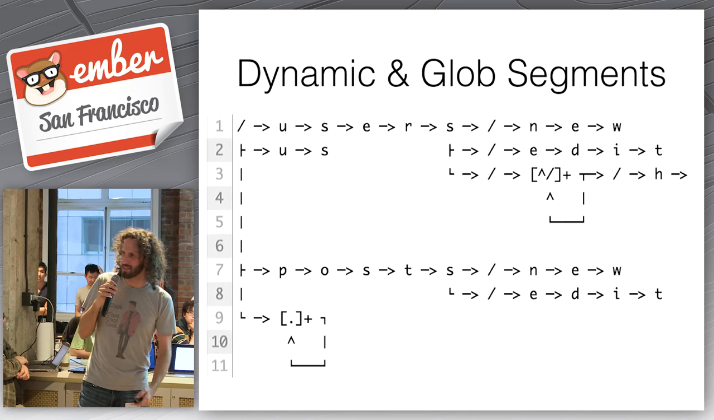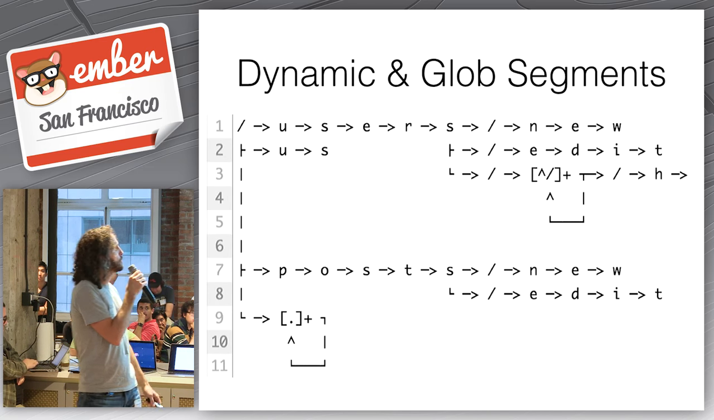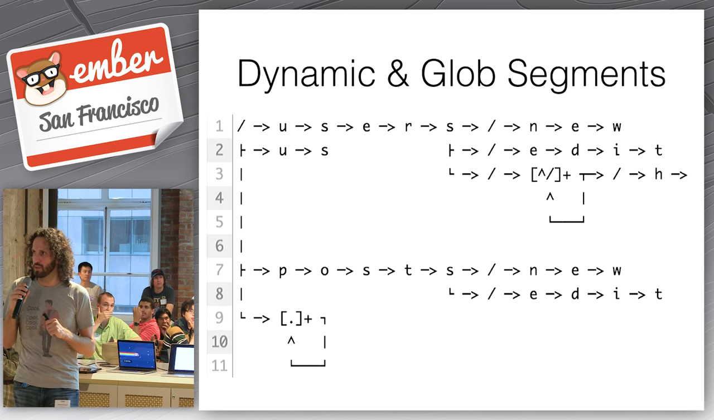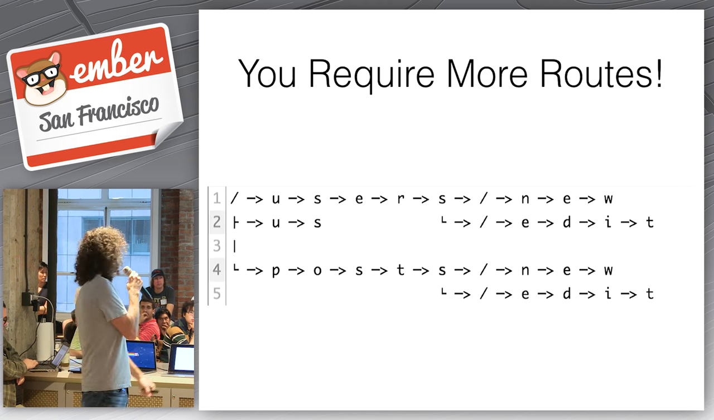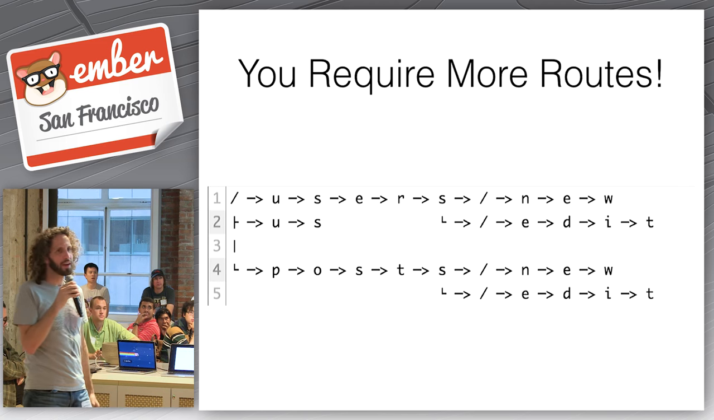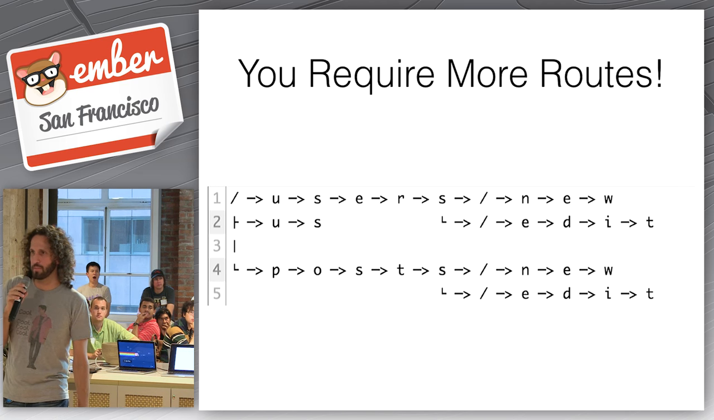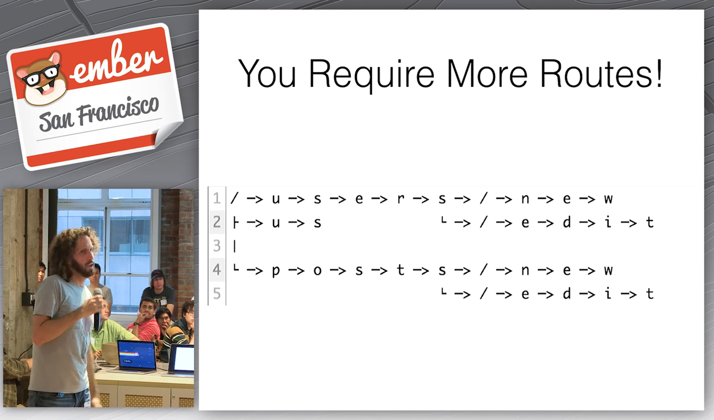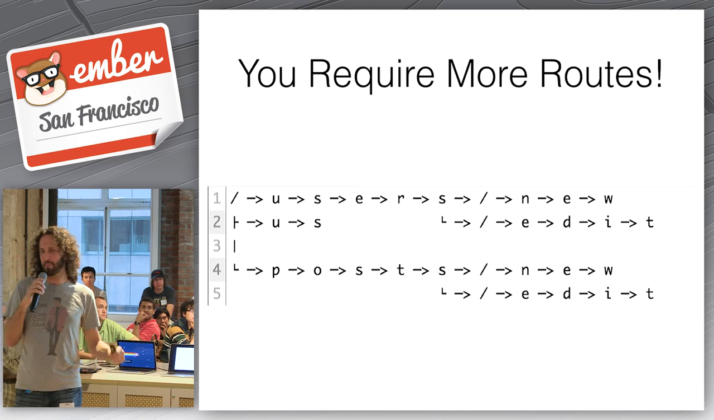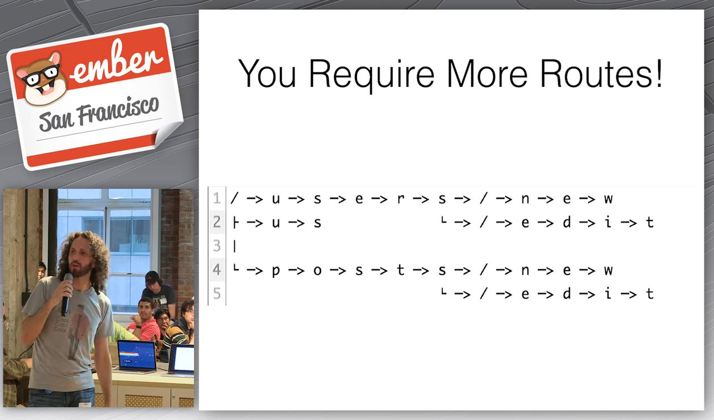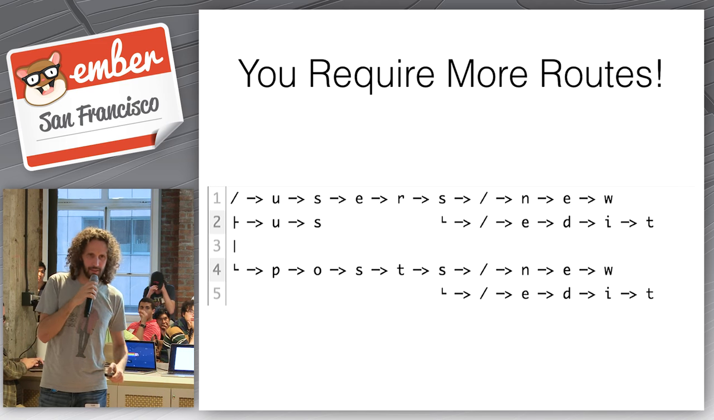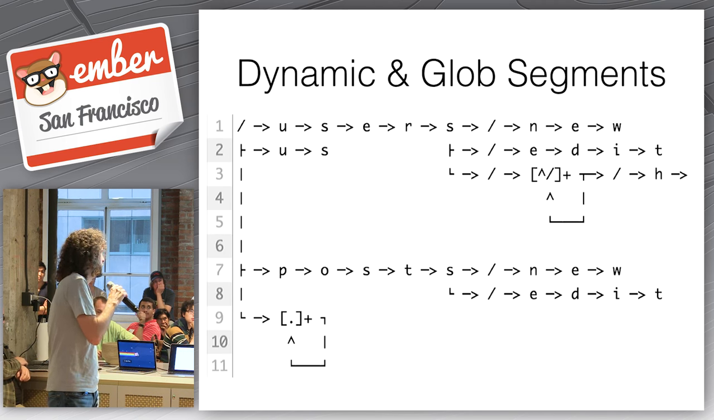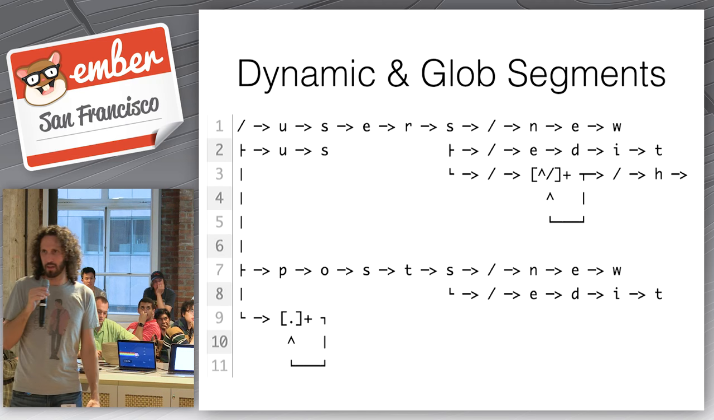So that's kind of a mess. It does, however, give us the ability to do things like this. We've drawn all of the previous ones with an arrow going only one direction, so we've got this consistent flow from left to right. That's a state machine that happens to be very simple to model, known as a directed acyclic graph, a DAG. But we want to actually support dynamic segments and glob segments.